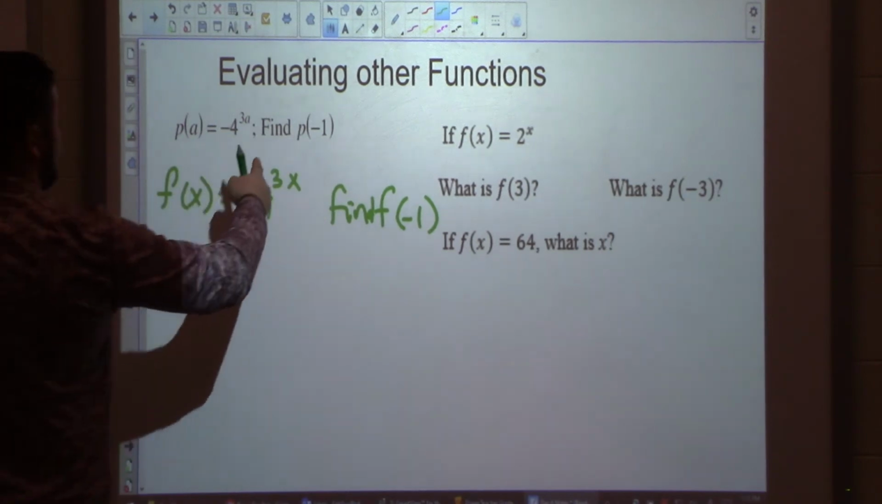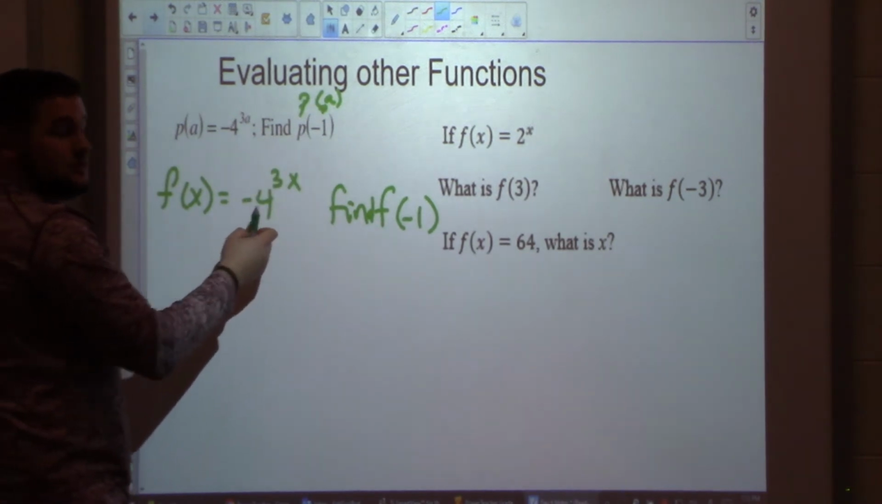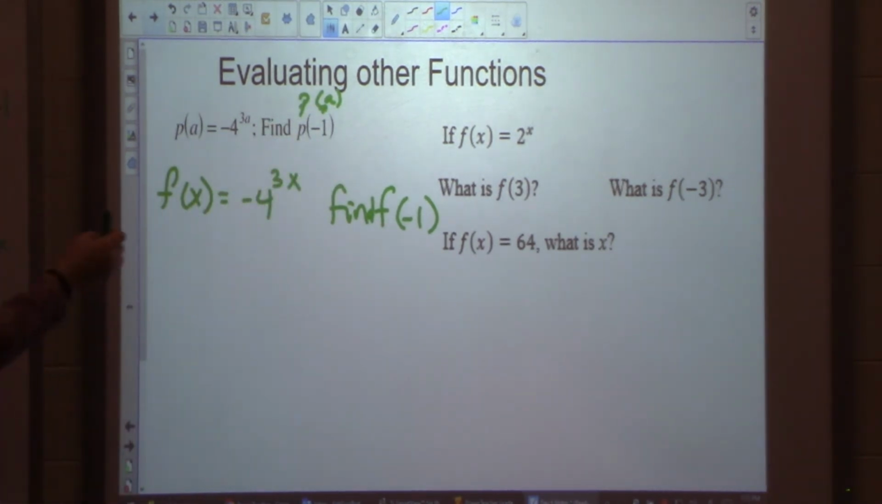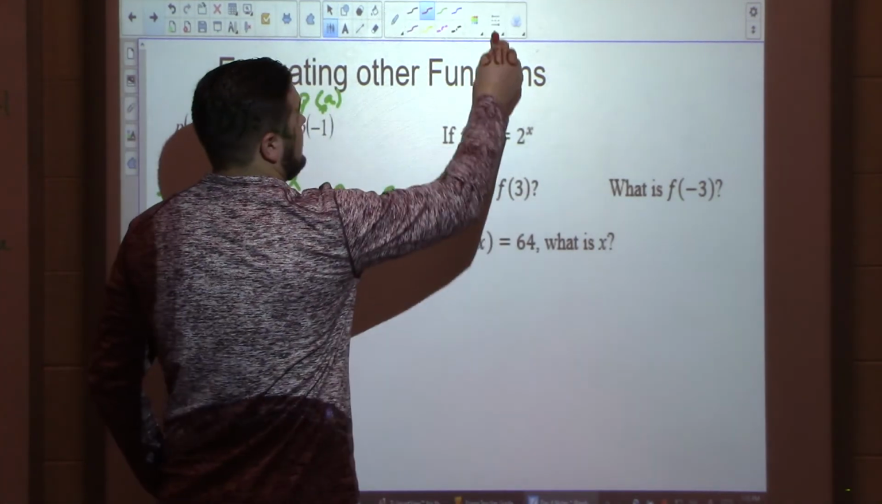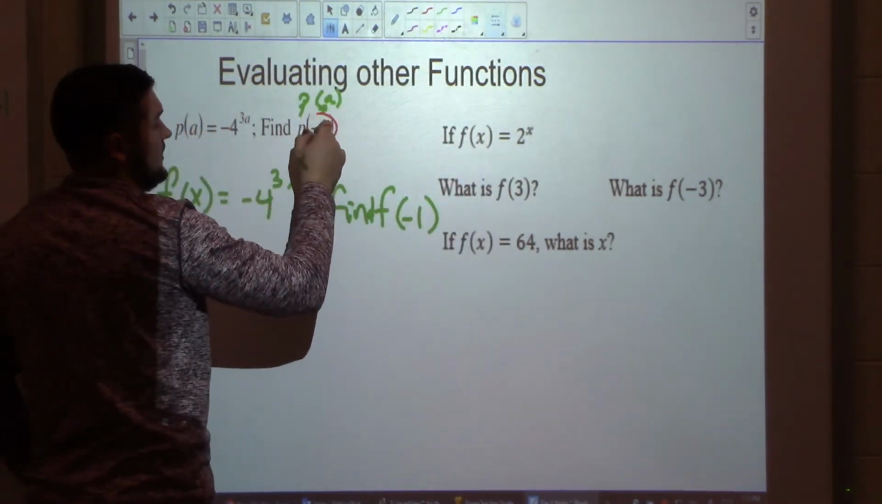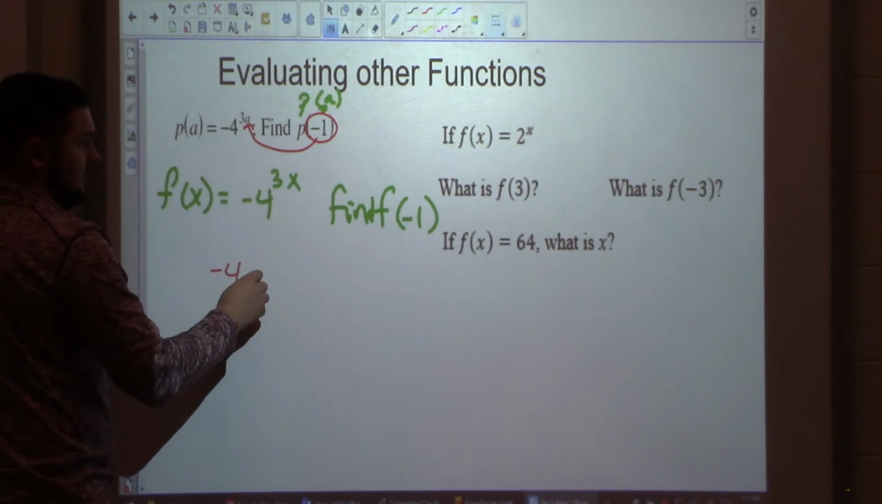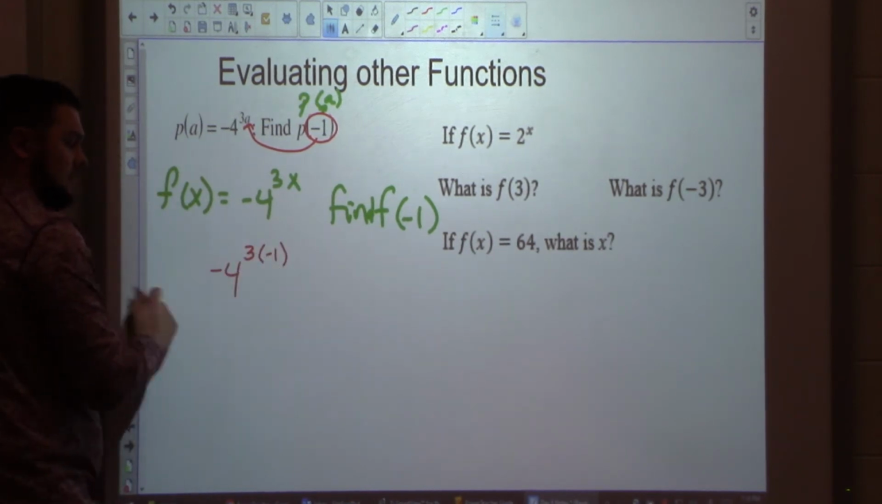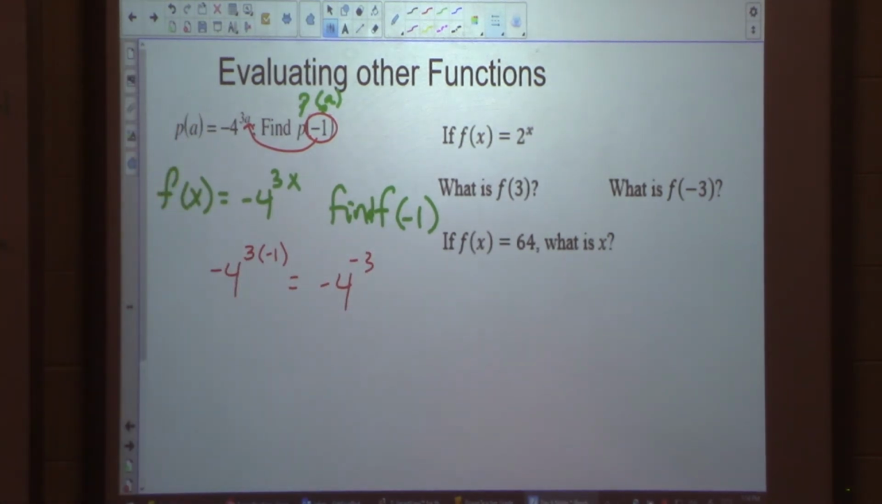All this is saying is, instead of p of a, I want -1 to be where a is. So we're going to take -1 and plug it in for a. Just because they're using a different variable, it looks like something we haven't done before, but it means the same thing as this. They just wrote it out differently. Okay? So don't get freaked out by it. So what I'm going to do is take -1 and plug it in for a. So I get -4 to the 3 times -1 power, which is -4 to the -3rd power.